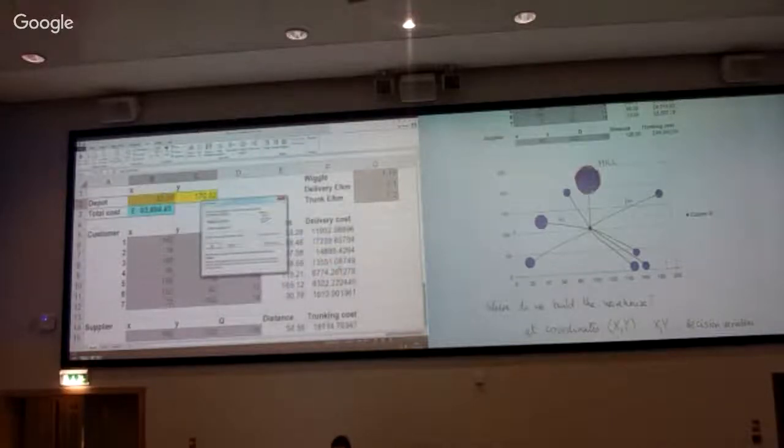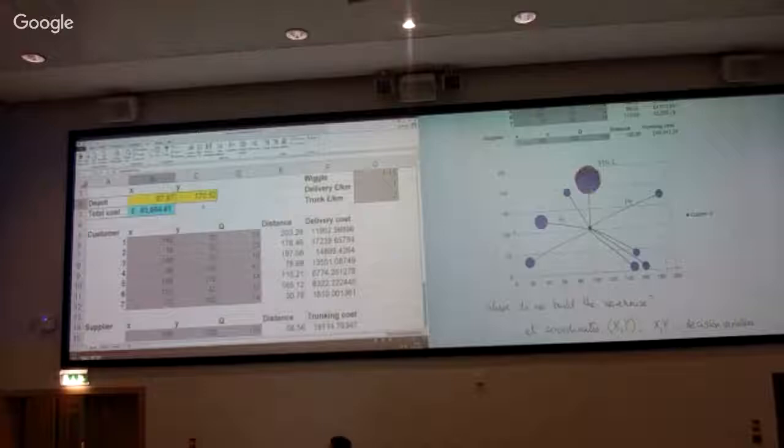And solver solves, and it comes up with a solution. About 88, 171, something like that. And these are the coordinates that Excel thinks lead to the minimum cost of £93,664 a week or so.